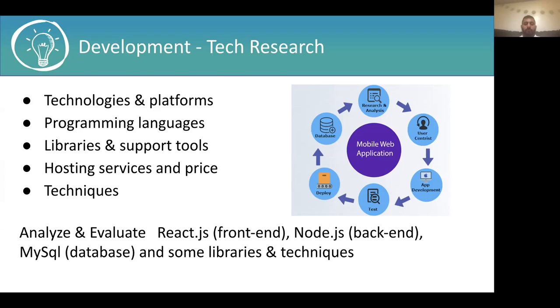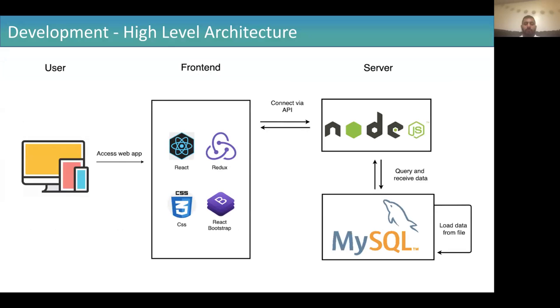Next, I'm going to show you the high-level architecture. As you can see, we implement both the front end and the back end. For the front end, we use React.js as the framework and some major libraries such as Redux, React Bootstrap, and CSS. For the back end, we use Node.js and MySQL.